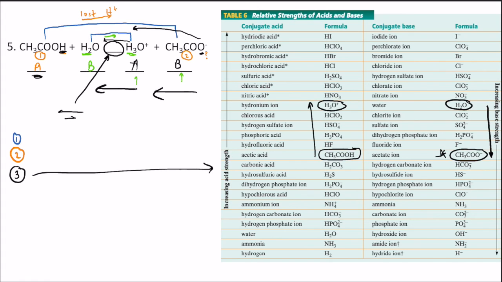Now that we have the arrows in, we need to figure out where the conjugates go. So again, wherever the bigger arrow is going, that side is going to get the conjugates. So this is going to be the conjugate base, that's going to be the conjugate acid.